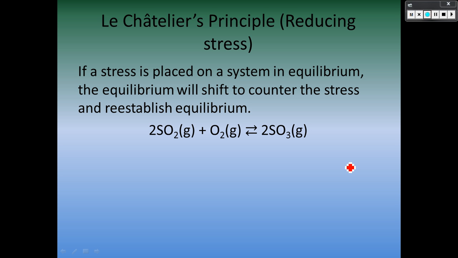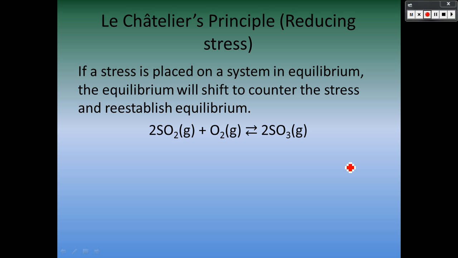So let's look at Le Chatelier's principle. Le Chatelier's principle is all about reducing stress. So for those of you who feel stressed out by chemistry, this is your principle, because Le Chatelier is all about reducing stress. And to put some words on it, what that means is if a stress is placed on a system in equilibrium, the equilibrium will shift to counter the stress and reestablish equilibrium.